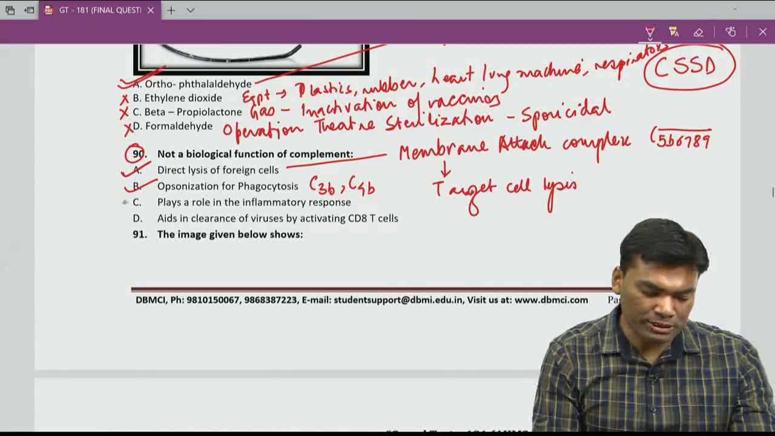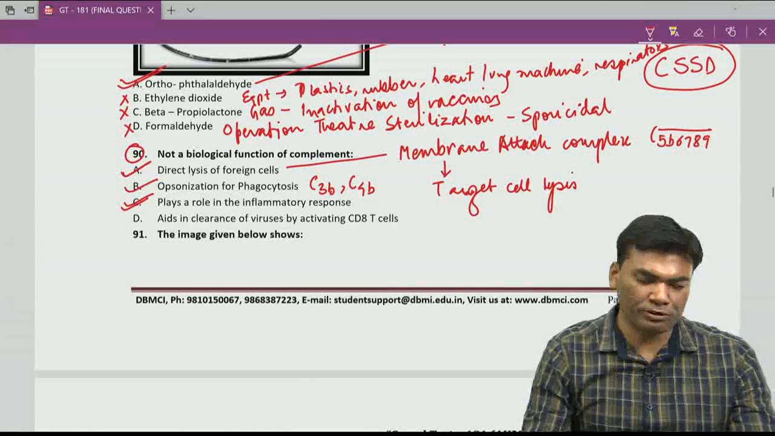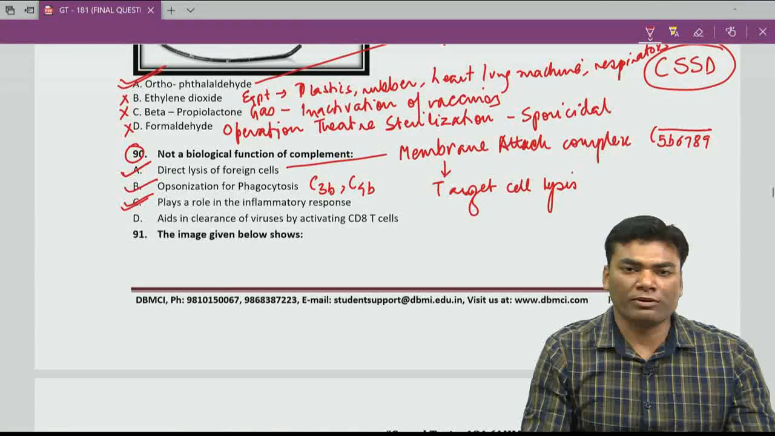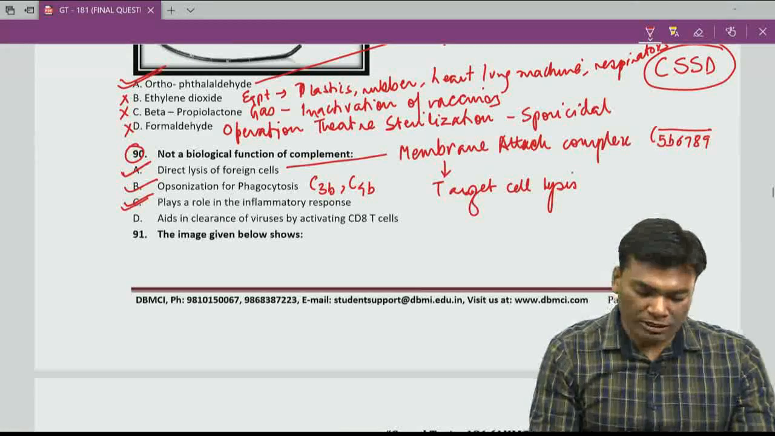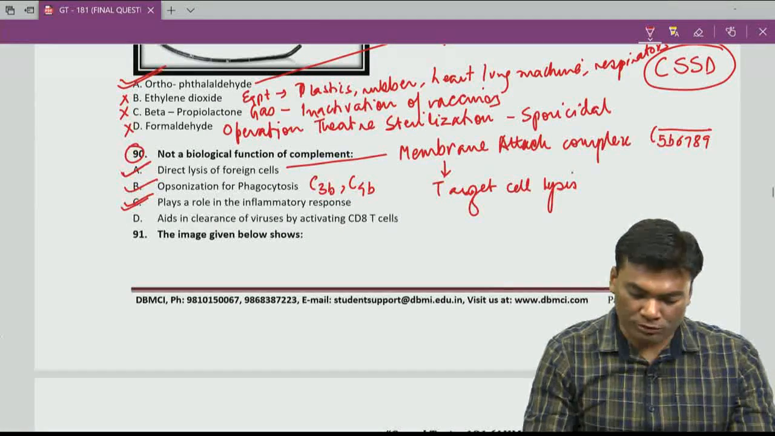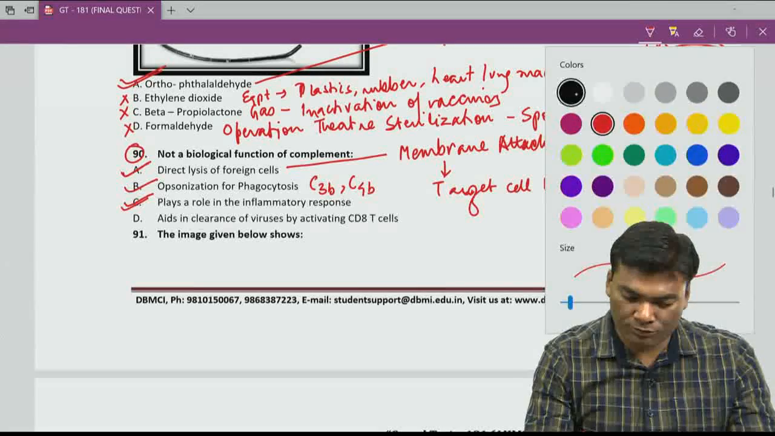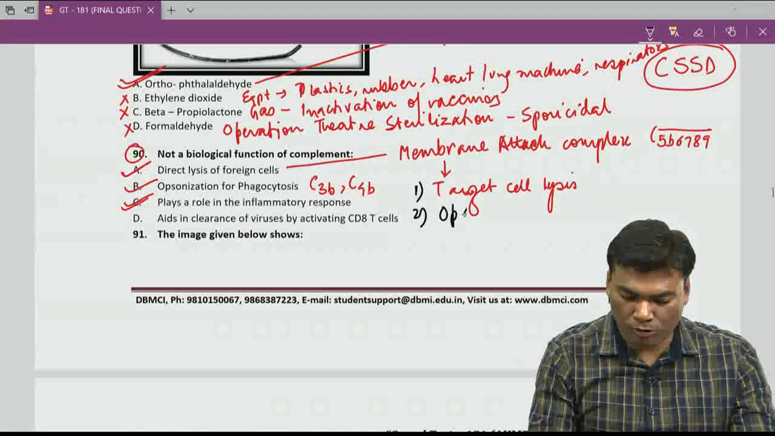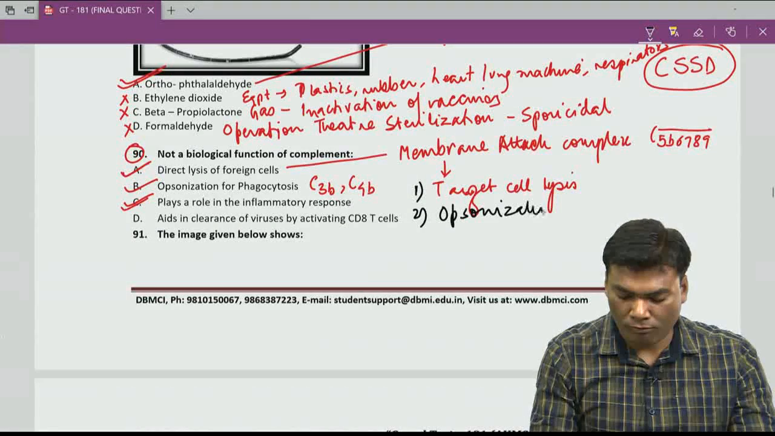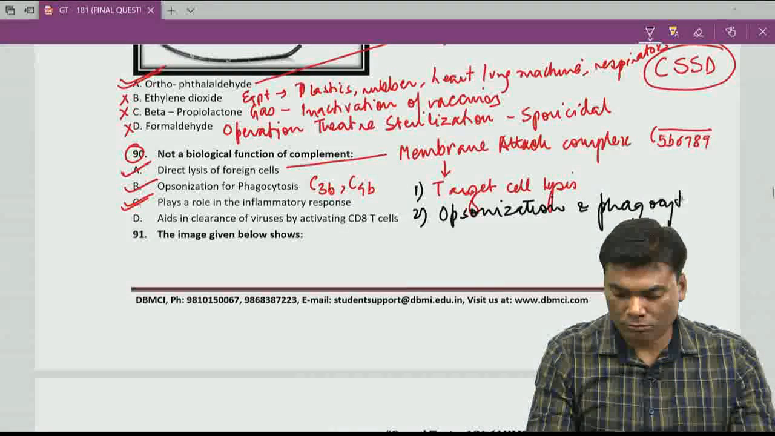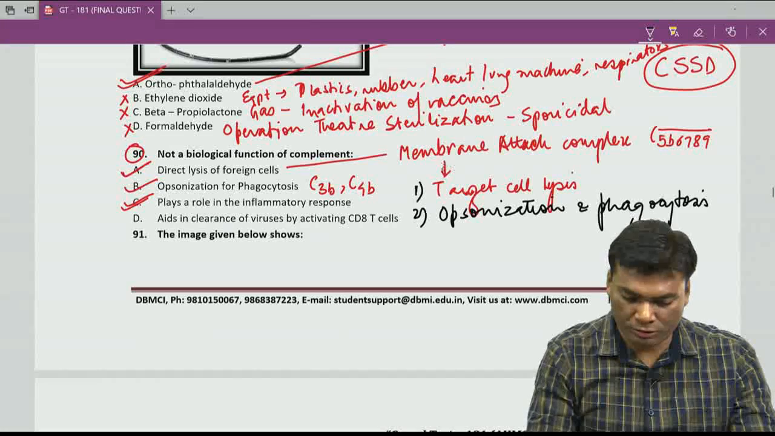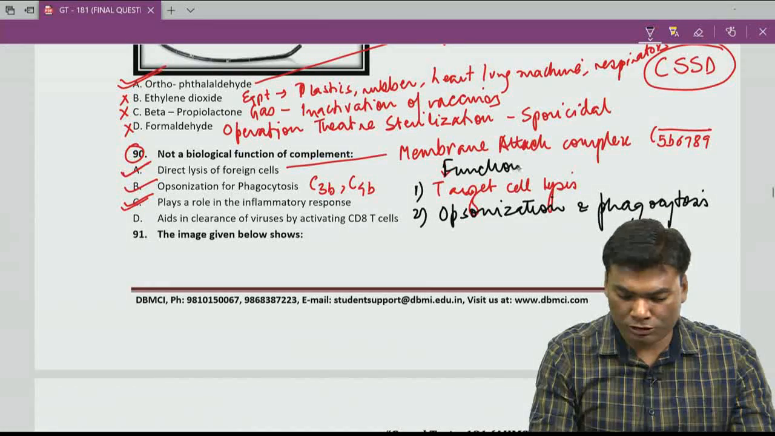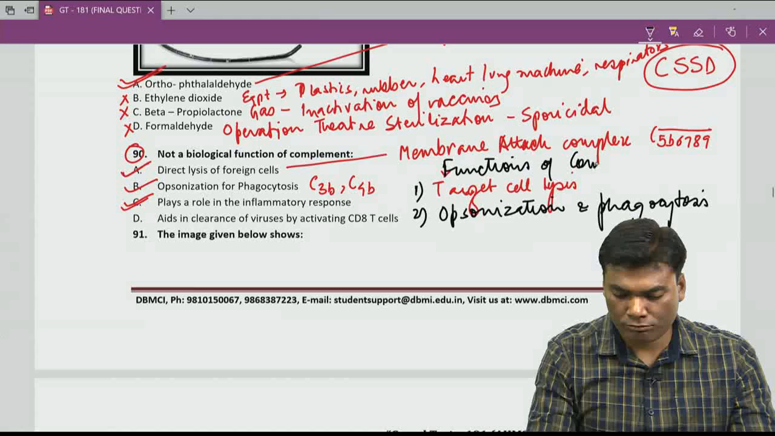The third one is it plays a role in inflammatory response. This is very, very important. Yes, it does play a role in inflammatory response. So in this also the complement will act. So the functions of complement will be, first, target cell lysis, second, opsonization and phagocytosis. Now we are talking about the functions of complement.